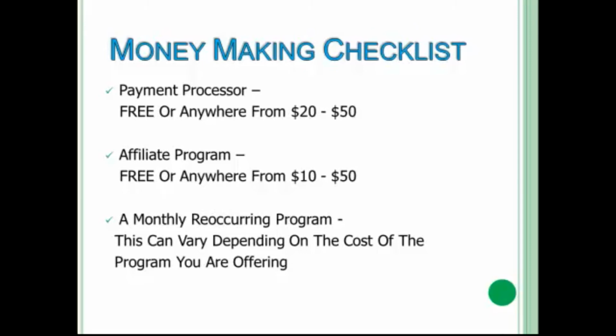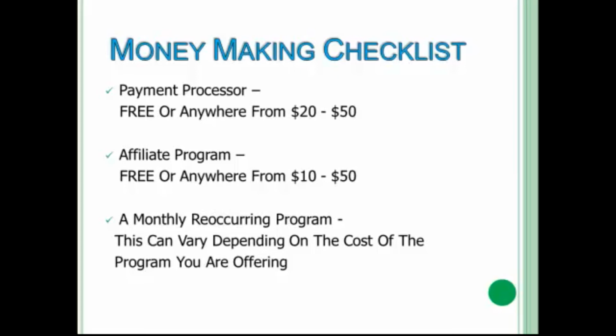Another thing you will need is a payment processor, which you can receive either for free or anywhere from $20 to $50. A payment processor simply enables your customer to pay you through a secure server. Of course, you will need to set up your affiliate program, which can be found free or anywhere from $10 to $50. Of course, you will need this if you are going to create leverage for your selling efforts on a selective group of joint venture partners. Set up and create your very own affiliate program for maximum profits.